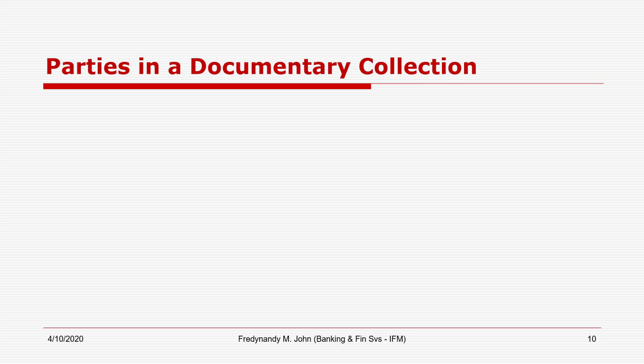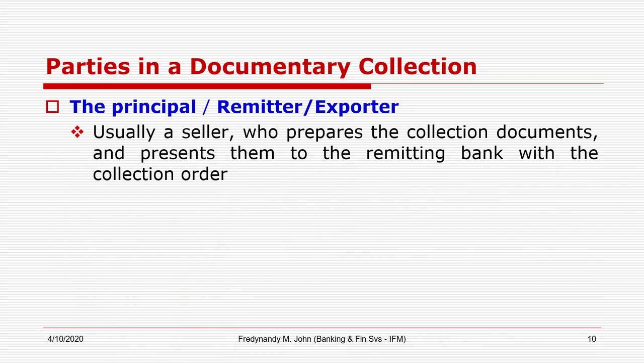Now, what are the parties to a documentary collection? Number one is the principal. You can also call him the remitter or the exporter. So the principal is usually the seller. This is the person who has agreed to sell or to render a certain service to the buyer. And once the service has been rendered, later the seller is supposed to prepare collection documents or collection instructions and include all other documents as per the agreement.